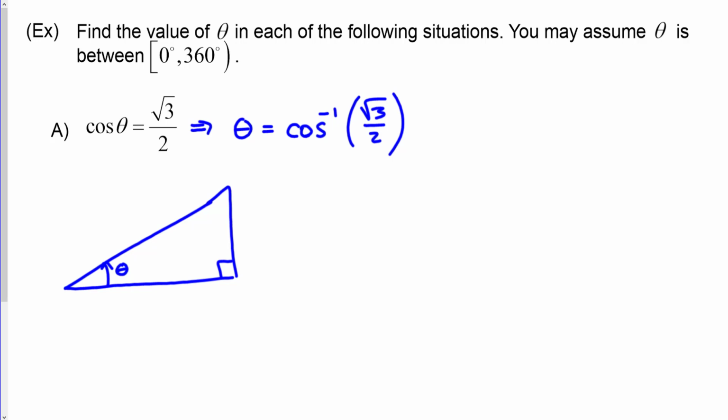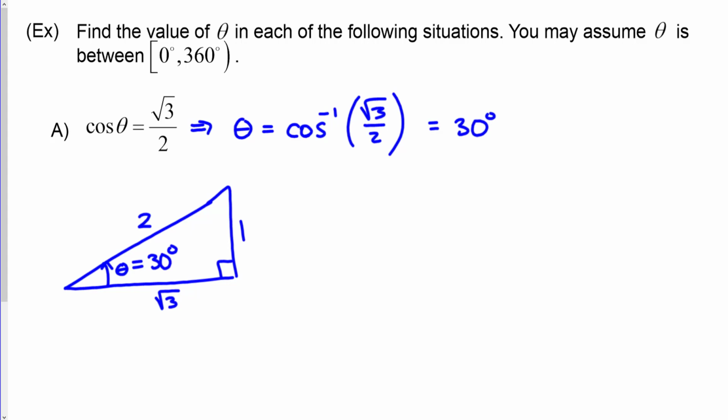Cosine is the adjacent side divided by the hypotenuse. Now if two sides are 2 and the square root of 3, the remaining side is going to be 1. You can solve for it using the Pythagorean theorem, or you can just be certain of it because we know about 30, 60, 90 triangles. But what's important is the side opposite theta is 1, which means this angle measure is 30 degrees. So that tells me that 30 degrees is one of the angle measures that works.